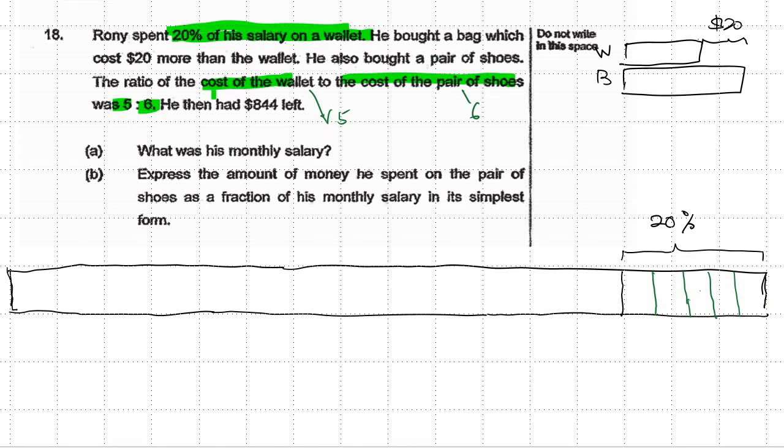Let me cut it with another color. So you see the shoes is actually 6 units: 1, 2, 3, 4, 5, 6. And then the wallet is 5.